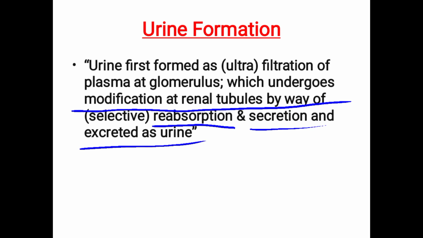So urine is first formed as ultrafiltration of plasma at the glomerulus, which undergoes modification at the renal tubules by way of selective reabsorption.